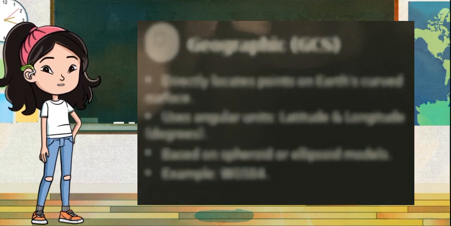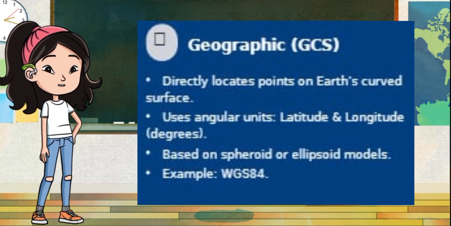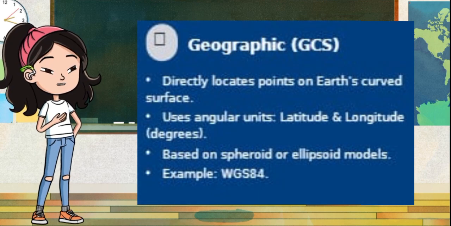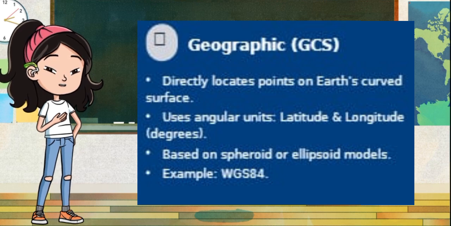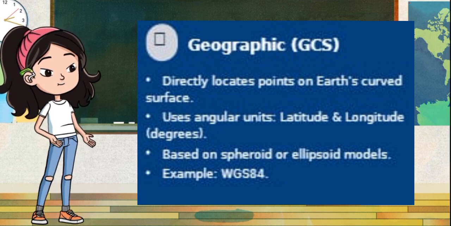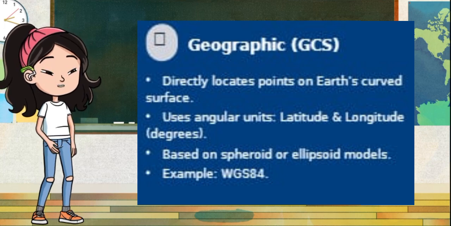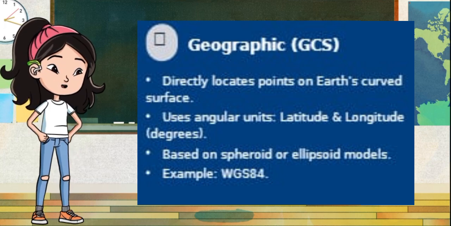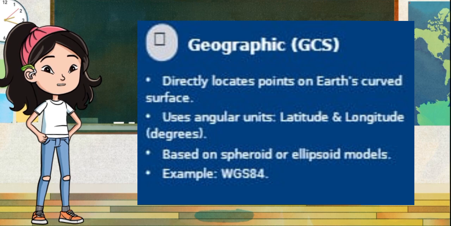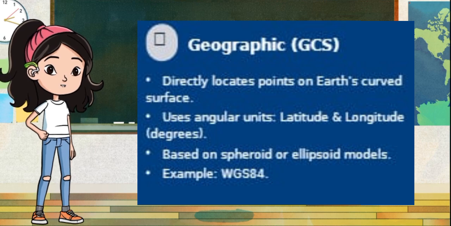For the geographic, it directly locates points on Earth's curved surface. It uses angular units, latitude and longitude degrees, based on a spheroid or ellipsoid. An example of this is the WGS 84.